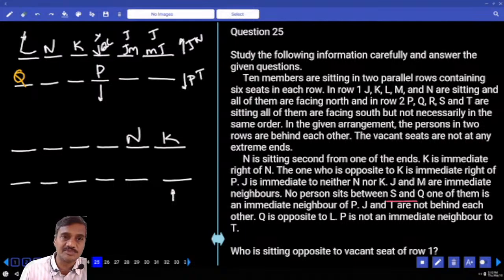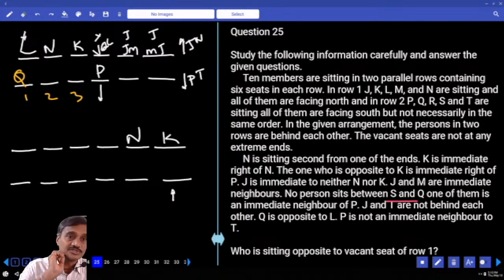Then where should this S be? Tell me the numbering: 1, 2, 3, 4. Where should this S be? No person between S and Q. Maybe 2, maybe 3. Because if S is here, no person between S and Q, that is fine. Or if S is here, this is vacant, no person between S and Q. And this is the problem with this vacancy.